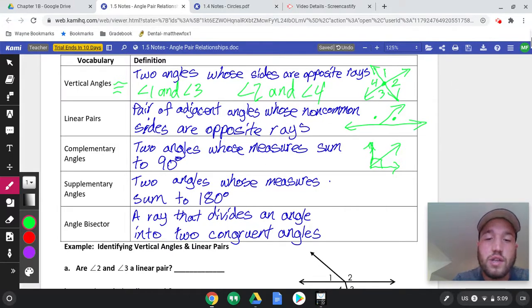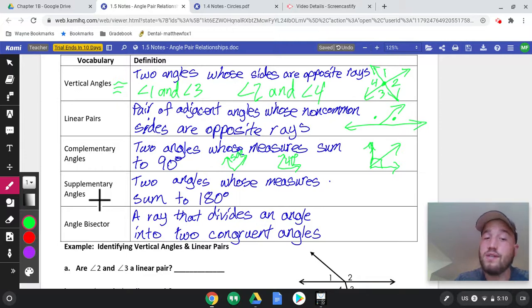It also could be two angles that aren't even really touching. They aren't even close to each other. But it's a case of if this one is 50 degrees and this one's 40 degrees, 50 and 40 equals 90, so those two would be complementary.